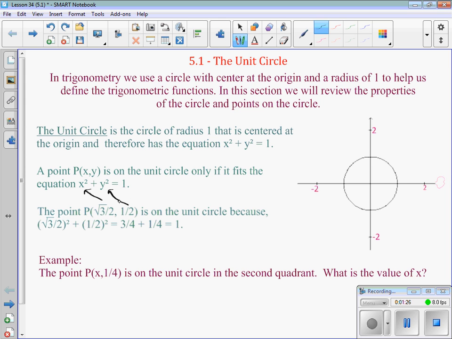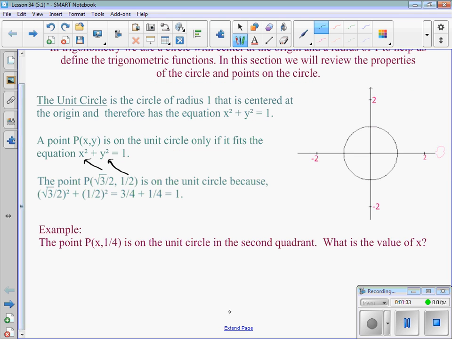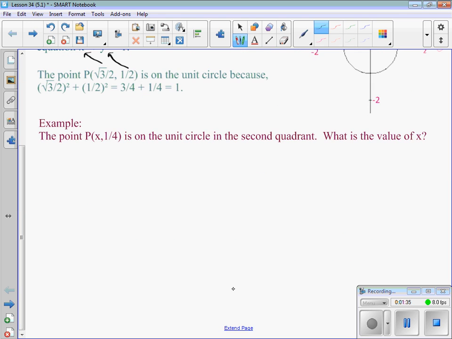Okay, so some of your questions will be pretty straightforward like that. Determine whether it's on there, just plug them in and see if it works. Let's try this example. Okay, the point x comma 1/4 is on the unit circle in the second quadrant. What is the value of x? So we're just going to start with the generic equation. X squared plus y squared equals 1. And what am I going to plug in? 1/4 in for y. So I'll plug 1/4 in for y.